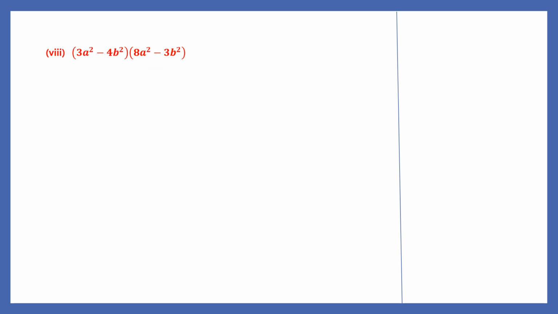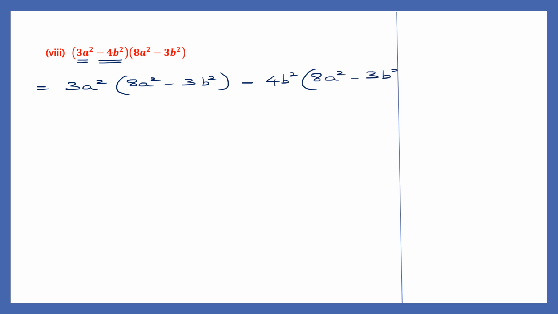Question 8. So let's do the same thing here. We take the first term, that is 3a square, and multiply the whole of the second binomial, 8a square minus 3b square. Take the second term, that is minus 4b square, and multiply the whole of the second expression, 8a square minus 3b square. Now let's multiply 3a square into 8a square first. So let's do that.